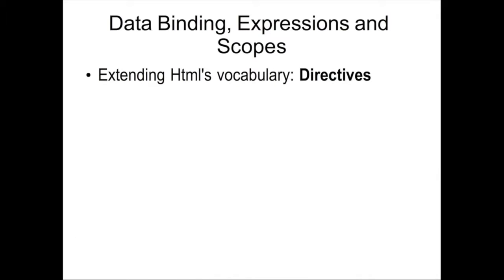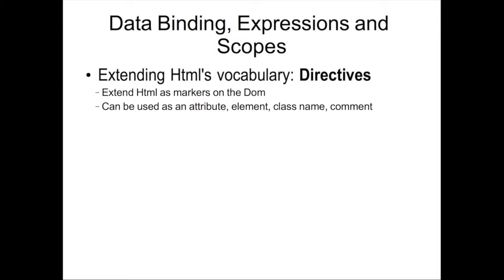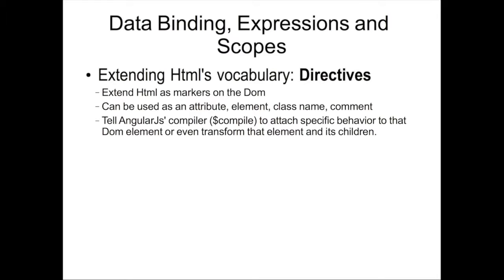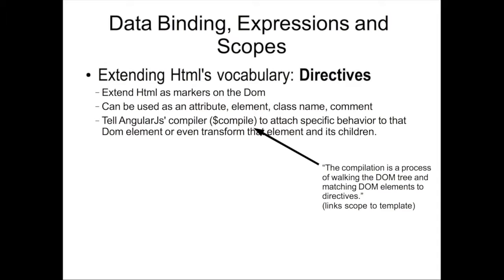So we can go into data binding, expressions, and scopes. I'm going to talk briefly about directives, but I'm not deep diving into it. I just think you need to be familiar with them. So what are directives? They extend the HTML as markers on the DOM. They can be used as attributes, elements, class names, comments. They tell AngularJS's compiler to attach specific behavior to that DOM element, even transform the element and its children. For those of you who are interested in compilation, it basically means matching the DOM element and then walking through its children and matching those, binding them to the scope.